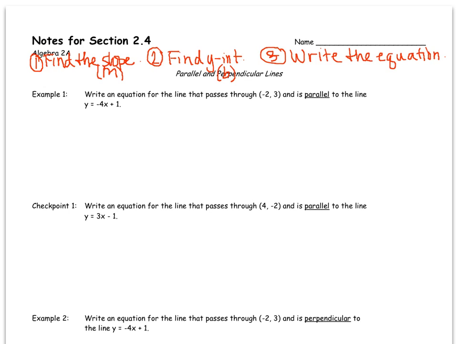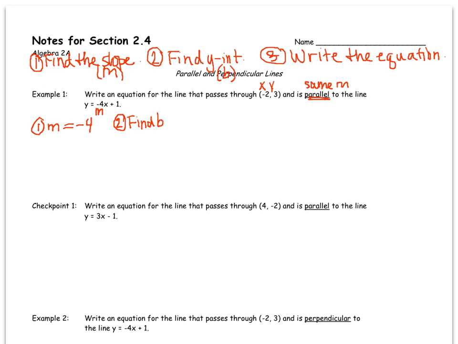So example 1, write an equation for the line that passes through (-2, 3), so that's an ordered pair, an x, y, and is parallel, which here means same slope, put m for slope, to the line y equals -4x plus 1. And my slope here is right there. So first step, find the slope. Well, m, since they're parallel, same slope, my slope is -4.